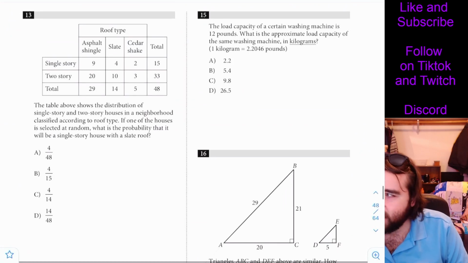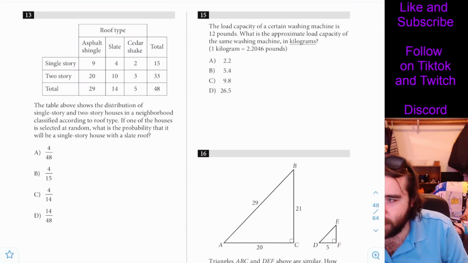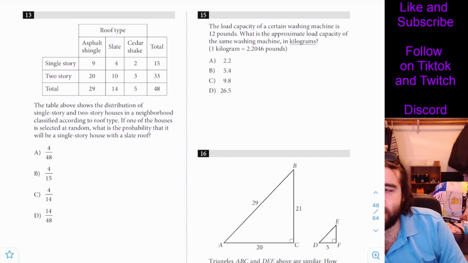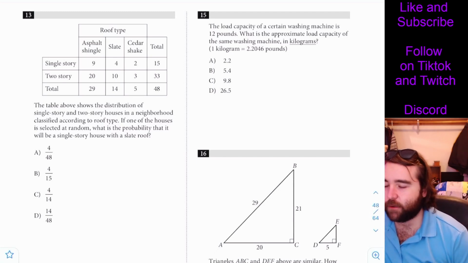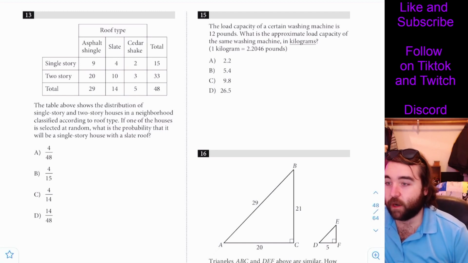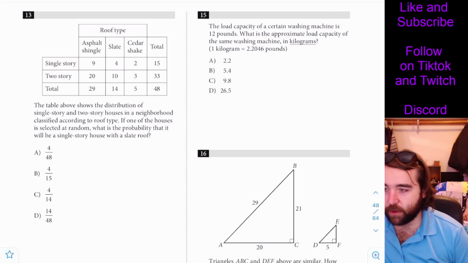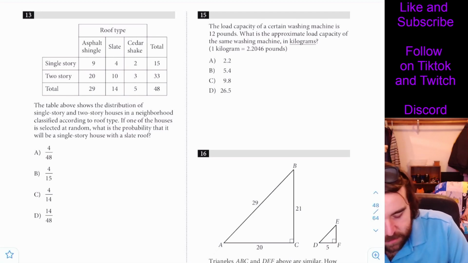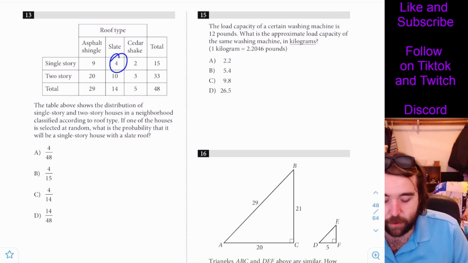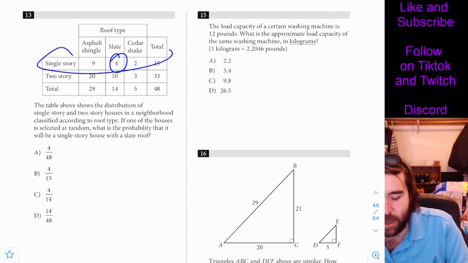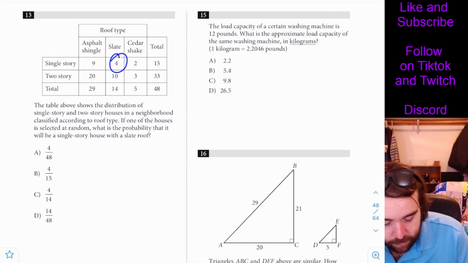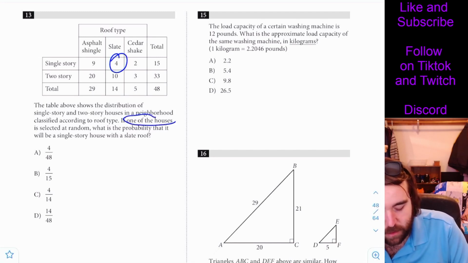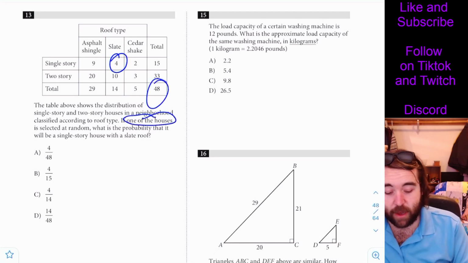All right, here we go. Two-way tables. I feel like I haven't done a two-way table in a while. We had a similar idea of a two-way table yesterday. They just didn't give us a two-way table. So here, if one of the houses is selected at random, so just one of the houses in general, what is the probability that it will be a single-story house with a slate roof? That's always the first question: what are we choosing out of? Because a lot of times they'll say, like, of the single-story houses or of the slate roof houses. But no, here they're just saying one of the houses. So they're choosing out of just the total amount of houses here.